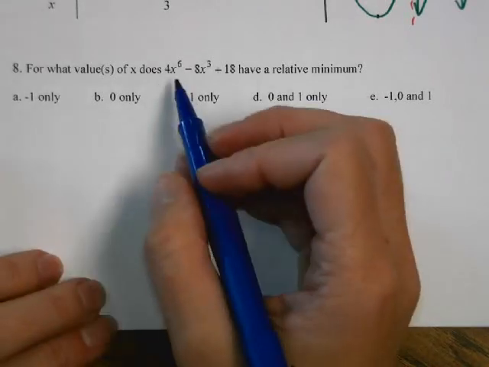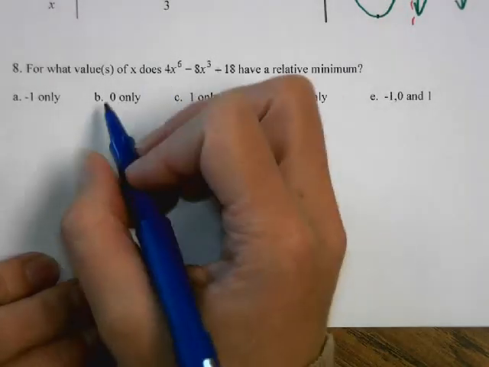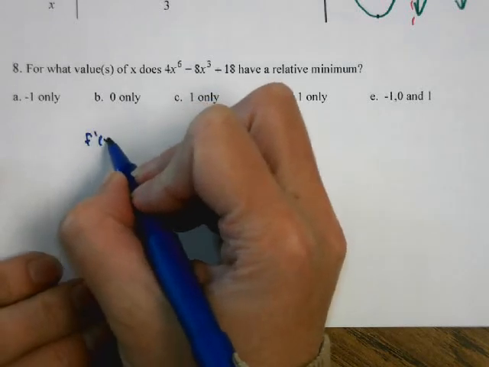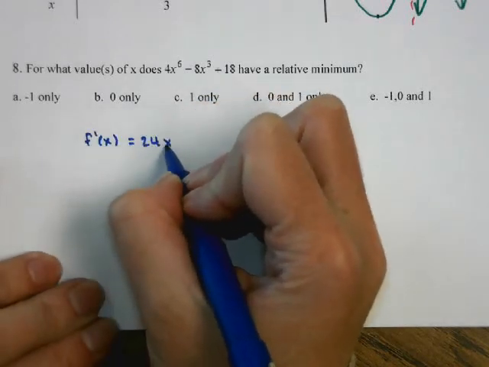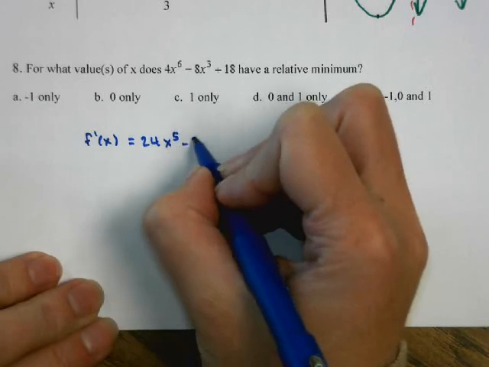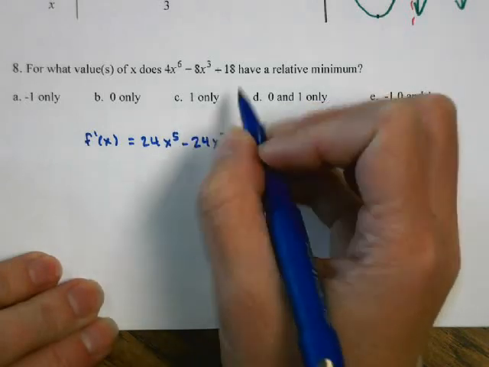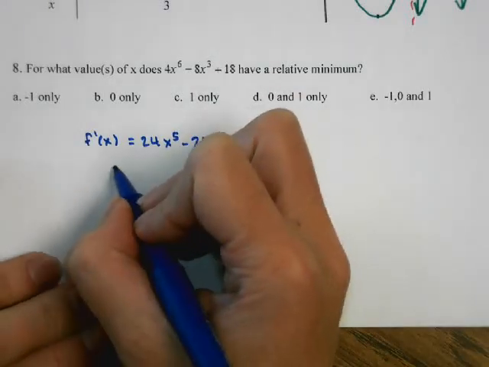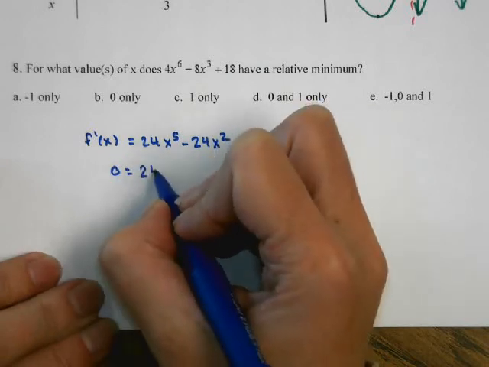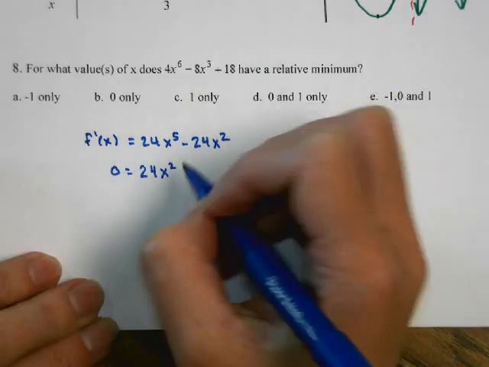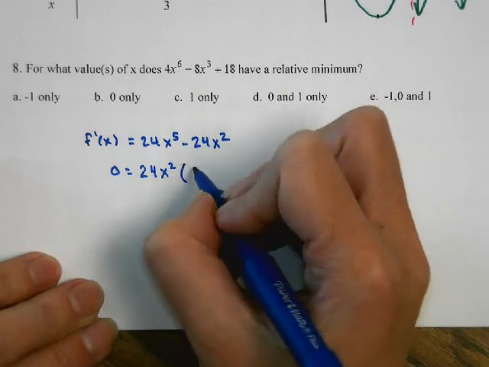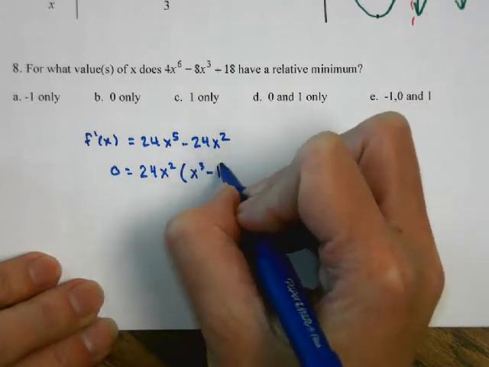So where does this have a relative minimum? We're going to take the derivative: 24x to the 5th minus 24x squared plus 0. I want to know where that equals 0. So I'll factor out my biggest common factor, which is 24x squared, which leaves me with x cubed minus 1.